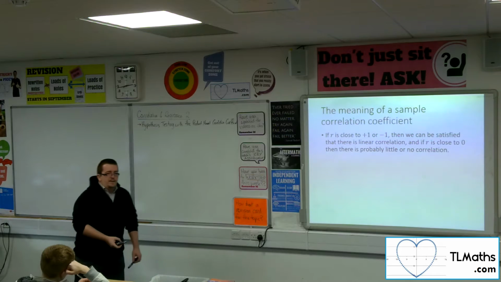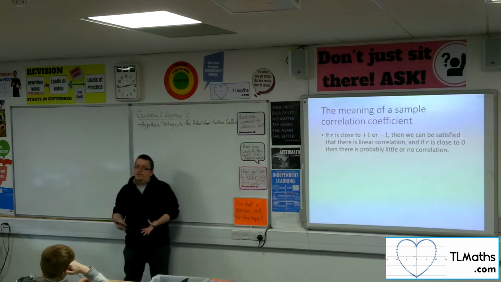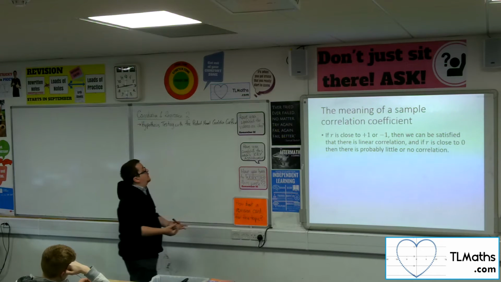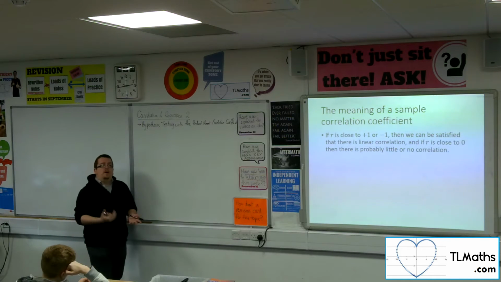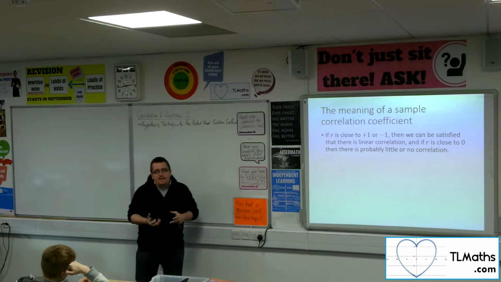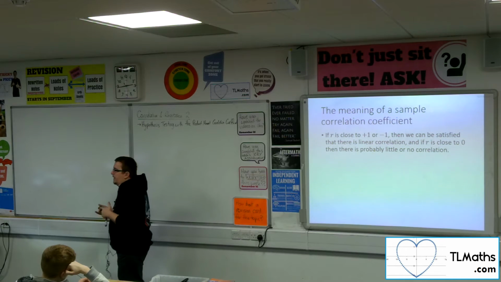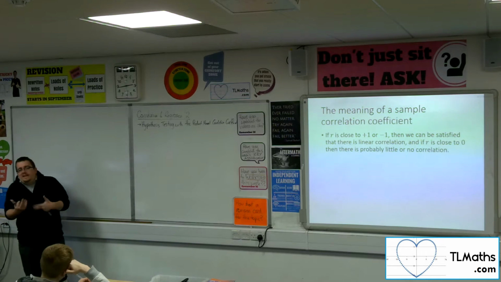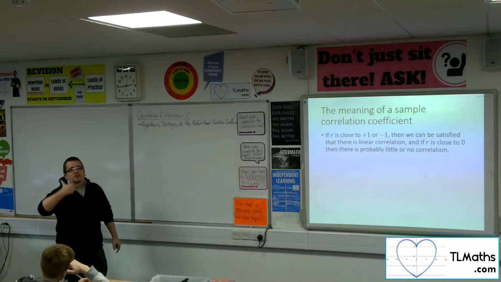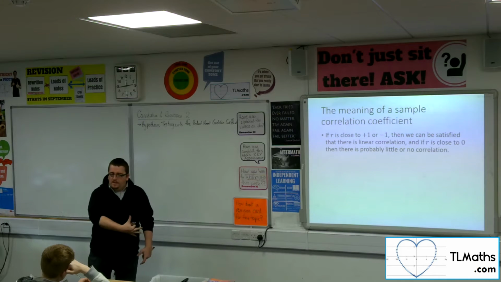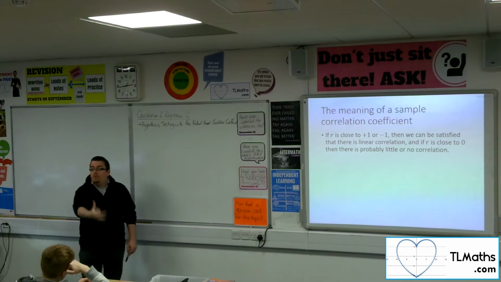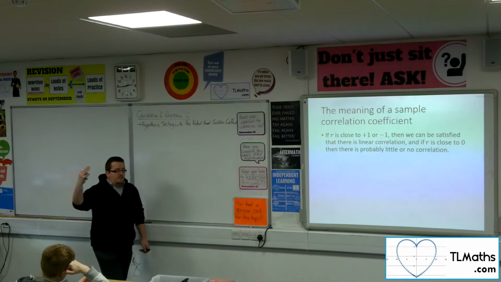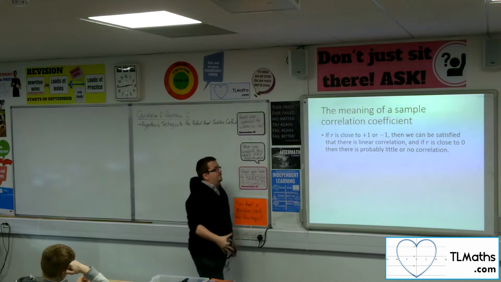Now, if you find that in your sample the value of R, your product moment correlation coefficient, is close to 1 or minus 1, then you are probably going to be reasonably satisfied that the 2 must be linked in some way. Now, we know from last lesson that correlation does not imply causation. Good, so we know that from before.